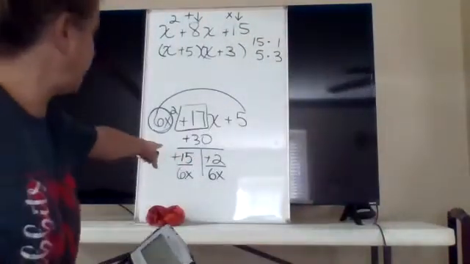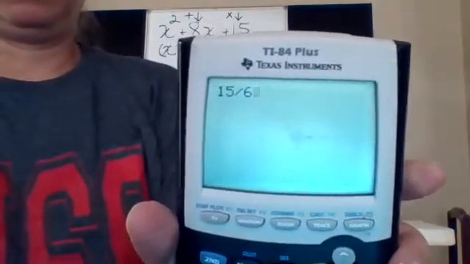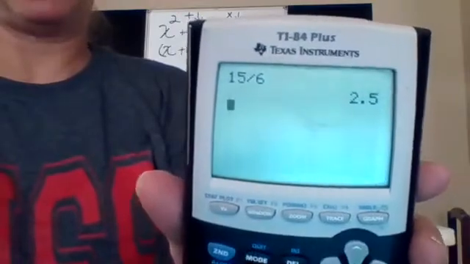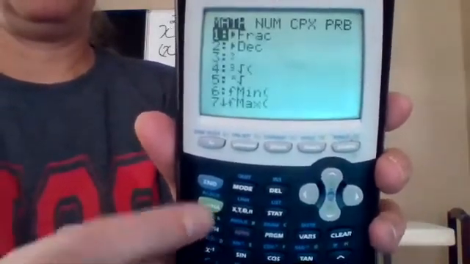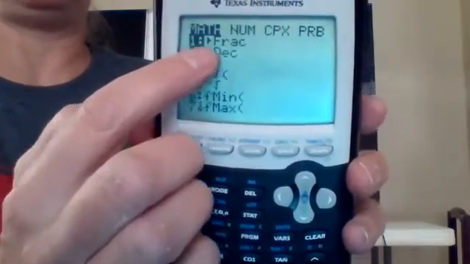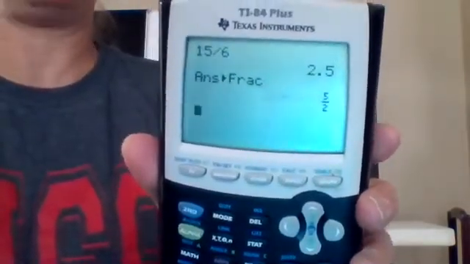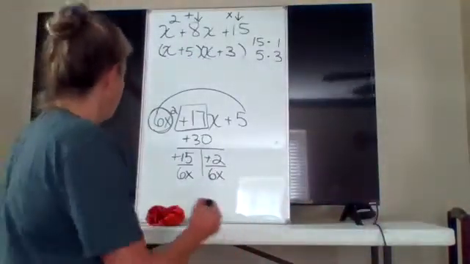So if I'm reducing 15 over 6, that's what you type in, 15 divided by 6. Hit enter. If you get a decimal like that, you need to hit math, and then hit enter twice, because what you want to do is turn that decimal into a fraction. That'll tell you what that fraction reduces to. So this fraction will reduce to 5 over 2.